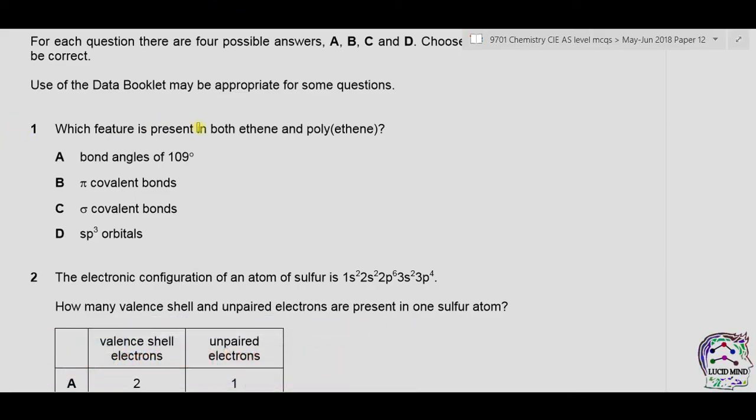Question 1. Which feature is present in both ethene and polyethene? Ethene is C2H4. We have double bond between two carbon atoms. The structure will be like this. In polyethene, polymer is formed from these ethene monomers. So what happens is that the double covalent bond is converted into single covalent bond and a long chain of carbon atoms is formed.